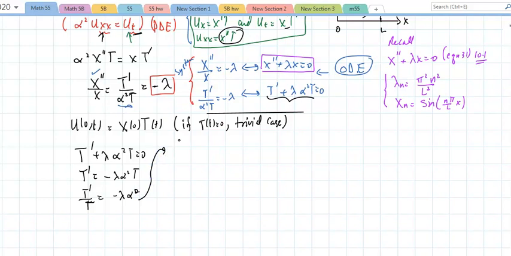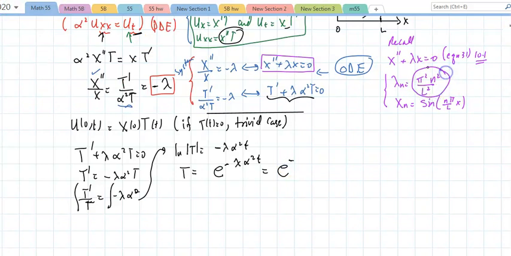And if I look for T, that's going to be natural log of T equaling negative lambda alpha squared t, and I could say T is actually e to the negative lambda alpha squared t, and if I take what lambda equals, times alpha squared t, that would be half of the problem.